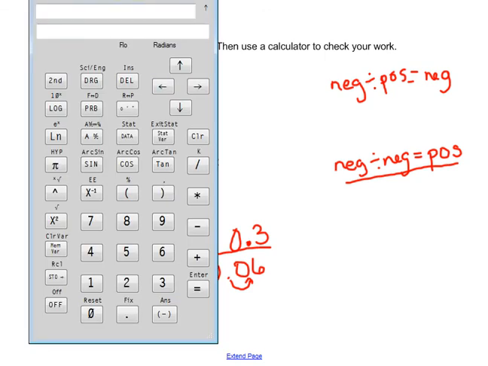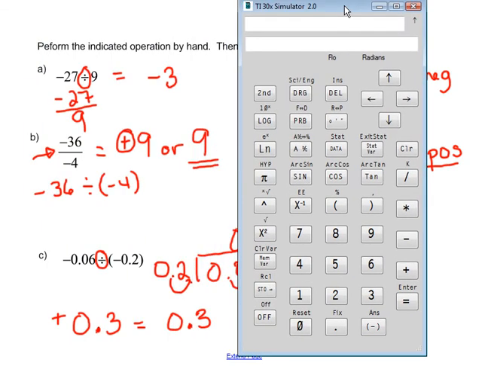Let's pull the calculator up here. Let me just move it over. Our first problem was negative 27 divided by 9. Negative 27 divided by, here's our division sign up here, divided by 9 equals negative 3, just like we thought it was. Our next one, negative 36 divided by negative 4. We think it should be positive 9. When we press enter, sure enough, positive 9.